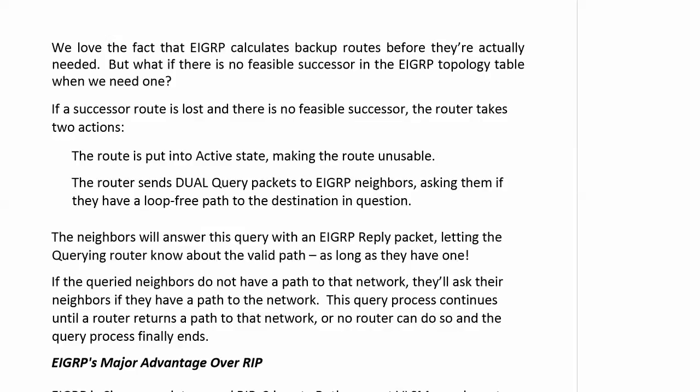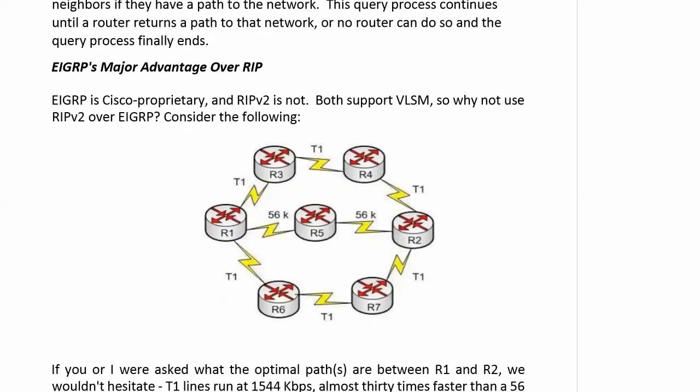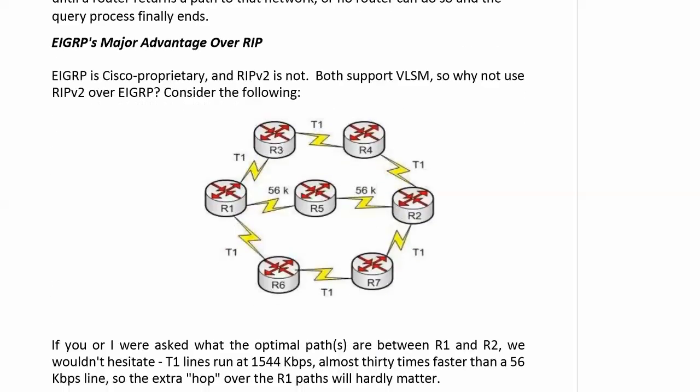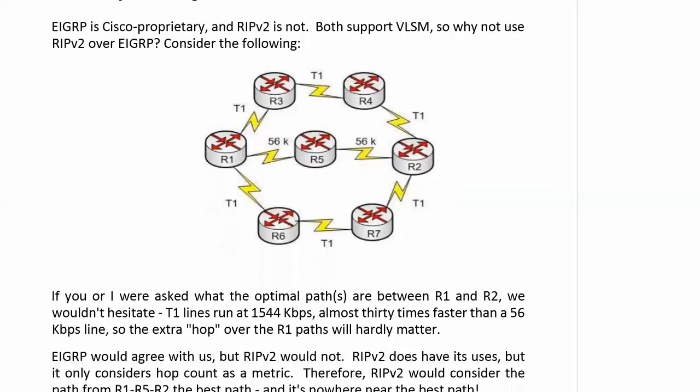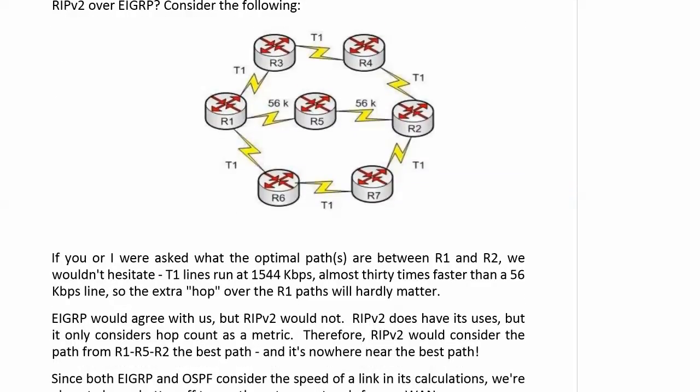Now, EIGRP's major advantage over RIP. You know, RIP's pretty much gone from the CCNA exam, but we're going to talk about it a little bit here. Both support VLSM, so why not RIP2 over EIGRP? Well, here's why. If you or I were asked what the optimal path was between routers 1 and 2, we wouldn't hesitate because we'd look at this and say, okay, this is T1 speed all the way around through 3 and 4, and then 172, that's all T1. But what about this, 152? Well, that's 56K.